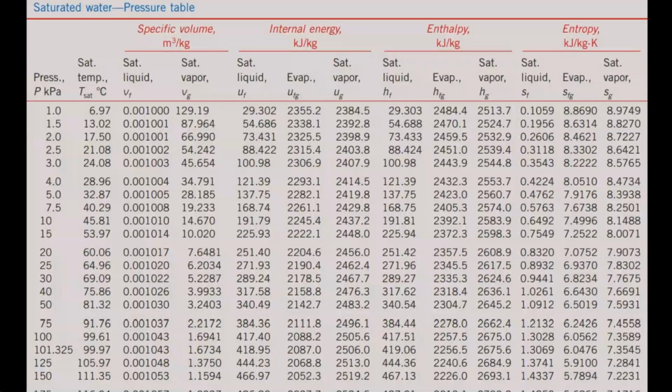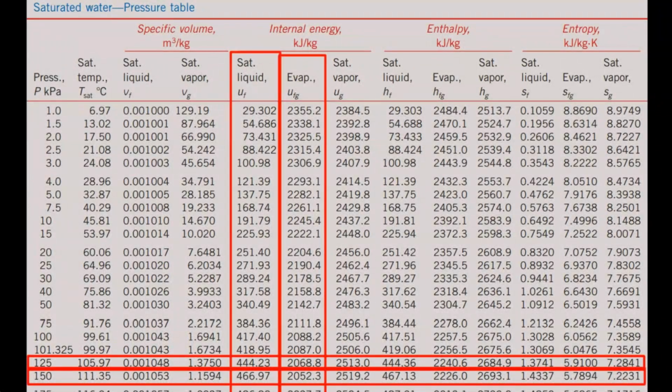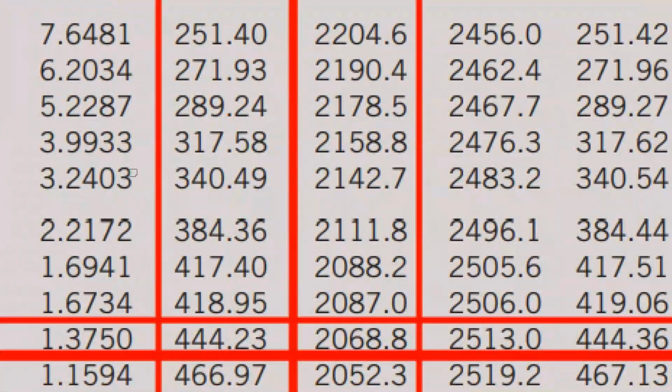Now we're told the steam is expanded to 1.4 bar or 140 kilopascals and has a dryness fraction of 0.8, which means it is a saturated liquid vapor mixture at this state. So our internal energy u equals uf plus x ufg. On our saturated table, we don't have 140 kilopascals, but the two closest pressures to that value are 125 kilopascals and 150 kilopascals. So we have to use a linear interpolation. Now at 125 kilopascals, uf equals 444.23 kilojoules per kg, and ufg equals 2068.8 kilojoules per kg. And at 150 kilopascals, uf equals 466.97 kilojoules per kg, and ufg equals 2052.3 kilojoules per kg.